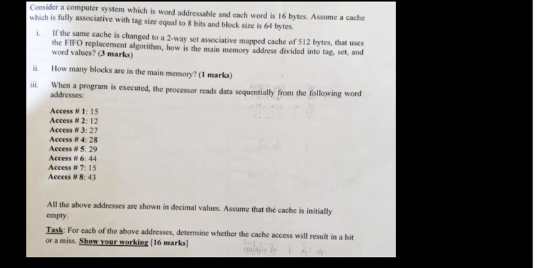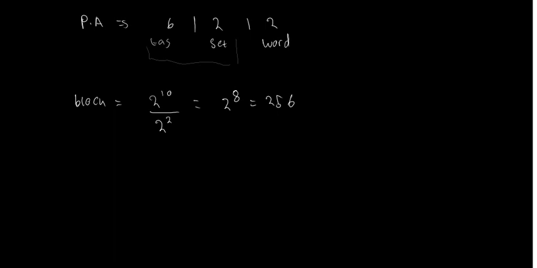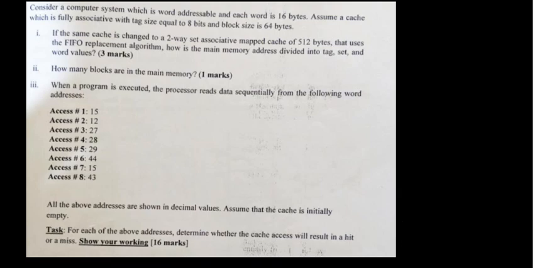So that's how we calculate this one over here. Okay. So we've talked about how to find the physical address split, and then how to calculate the number of blocks. Now we're going to go into this part of the question, which is when the program is executed, the process reads sequentially, right? It reads these as follows.